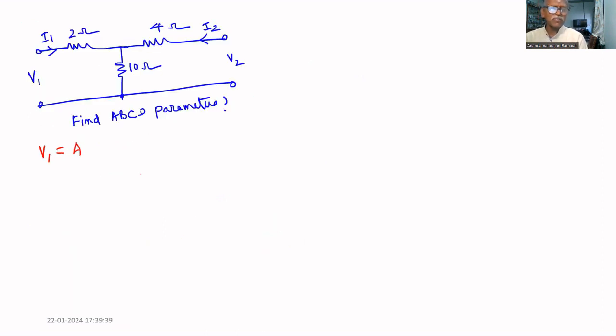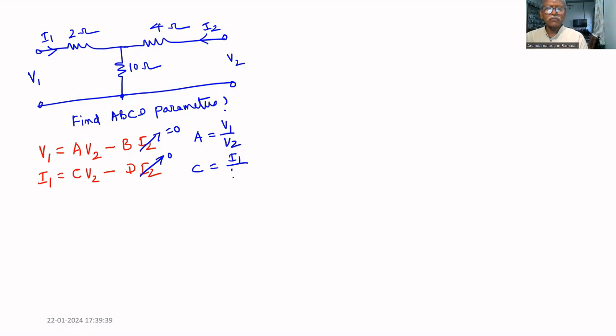Now let us find the ABCD parameters for the given circuit. We know that V1 equal to A multiplied by V2 minus B multiplied by I2, and I1 equal to C V2 minus D I2. To find the ABCD parameters, let us first assume that I2 equal to 0. If you assume I2 equal to 0, what you will get? A equal to V1 by V2 and C equal to I1 by V2, provided I2 equal to 0. I2 equal to 0 means V2 is open.